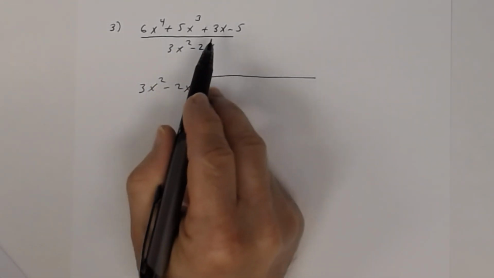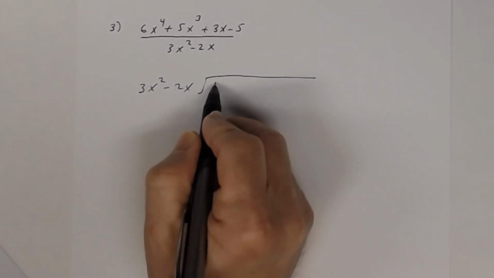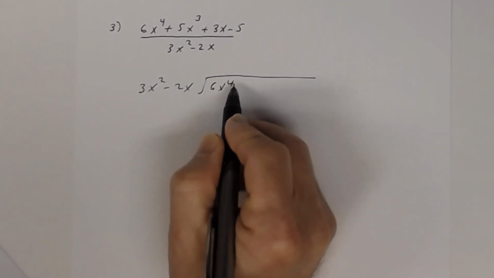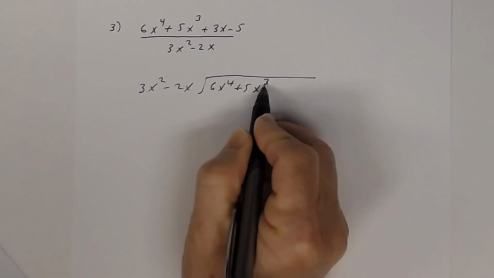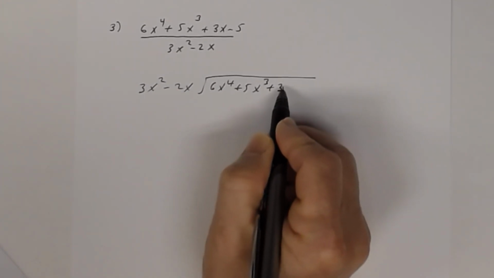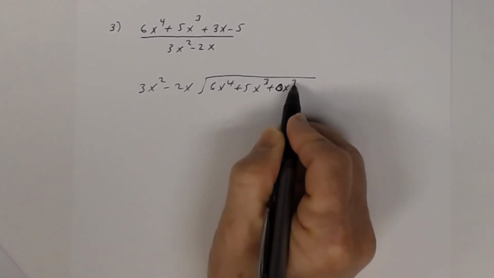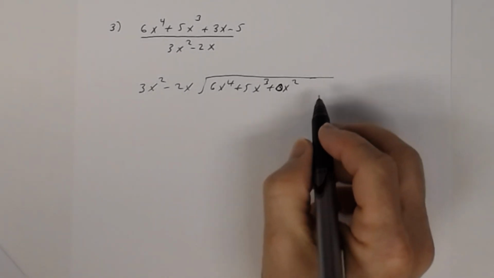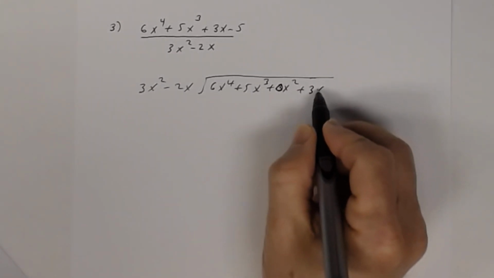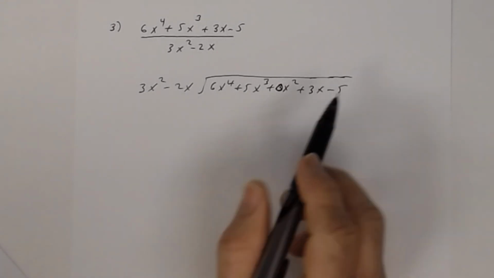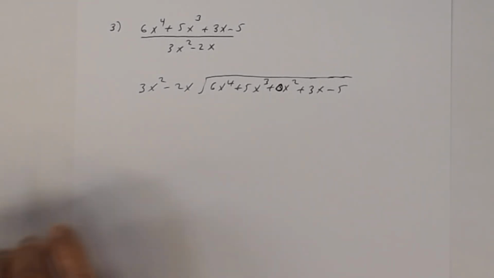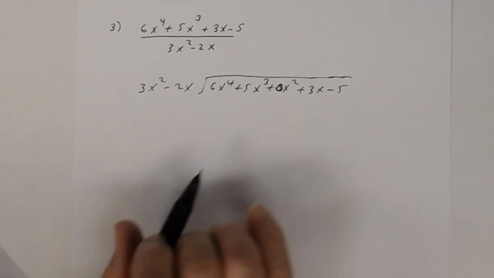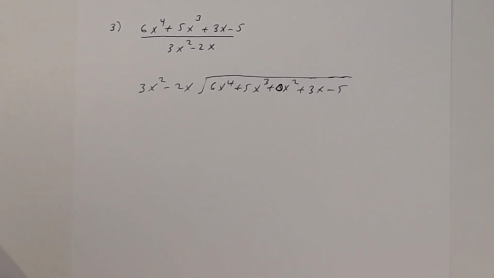And it's already in descending order. So we're going to have 6x to the 4th plus 5x cubed plus 3x, I'm sorry, 0. See, the x squared term's missing, right? So 0x squared. So don't forget the x squared term. Plus 3x, and then your constant. So I only had one missing term, and that was the x squared term. And notice I indicated it as 0x squared. Okay, so then we do the long division.